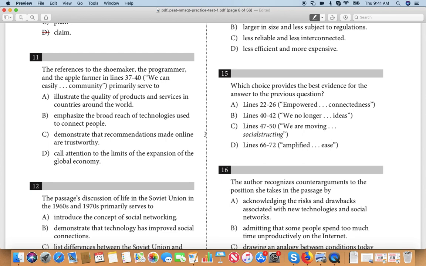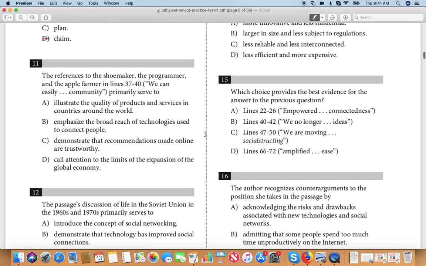Call attention to the limits of the expansion of the global economy. Do those references to the shoemaker, programmer, and apple farmer call attention to the limits of the expansion of the global economy? The limits. What does that mean, the limits? Like how far you can go, like there's a limit to something. Yeah, how far you can't go, right?